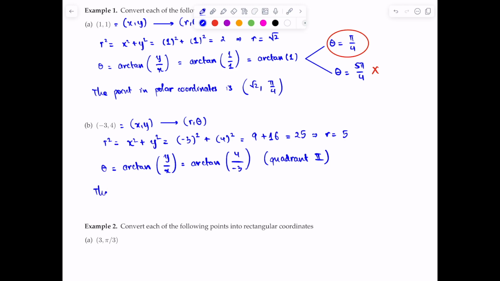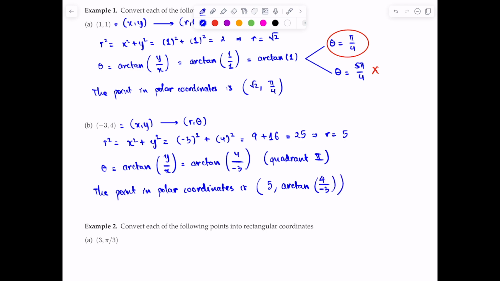So the point in polar coordinates is 5 comma arctangent of 4 over -3, for the angle is in the second quadrant. So the point in polar coordinates is 5 comma arctangent of 4 over -3.